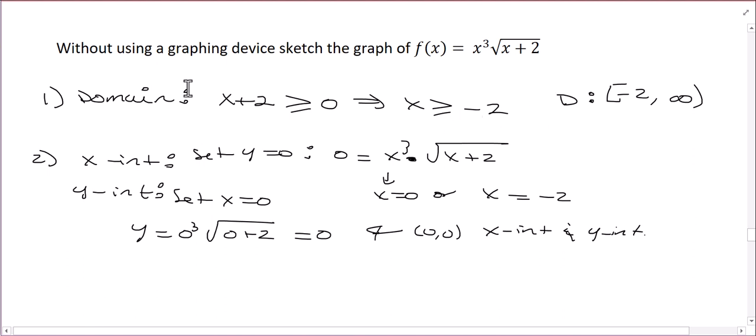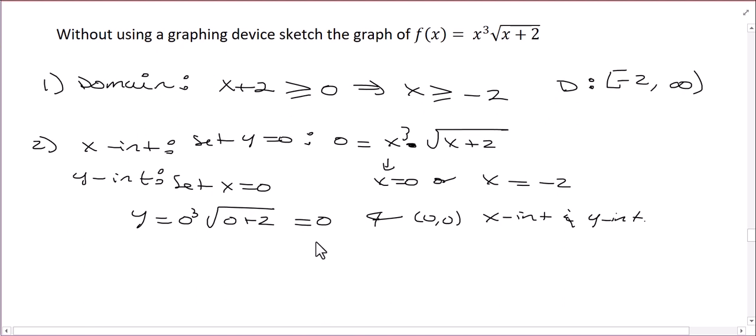All right, so we have our domain, x and y-intercepts. The next thing is identify any asymptotes. We don't have any denominators, so no vertical asymptotes. So I'm going to say no vertical asymptotes. What about horizontal asymptotes?